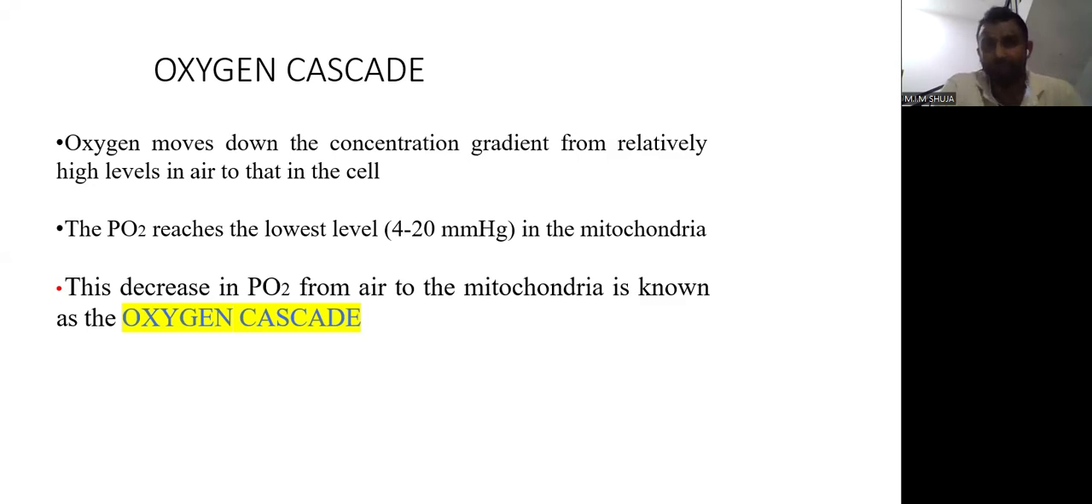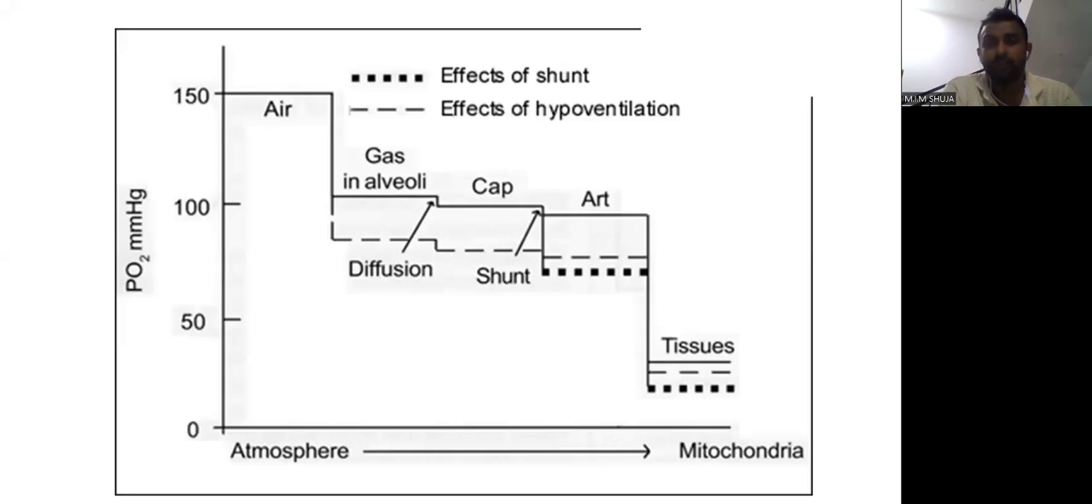Oxygen cascade. I think I have taught you in my last lecture. The oxygen moves down the concentration gradient from relatively high levels in the air to low levels in the mitochondria. We call that the oxygen cascade. This is the atmospheric gas, and this is the gas in the alveoli. Because of the diffusion, a bit low oxygen comes in the capillary. Because of the shunt, it is further reduced. So this is the cascade, and I have explained it in the last lecture.